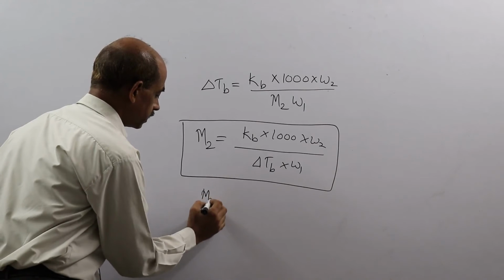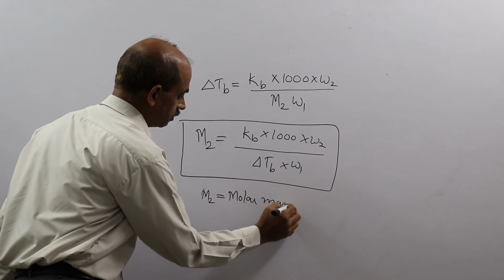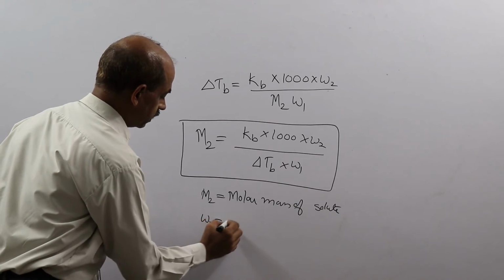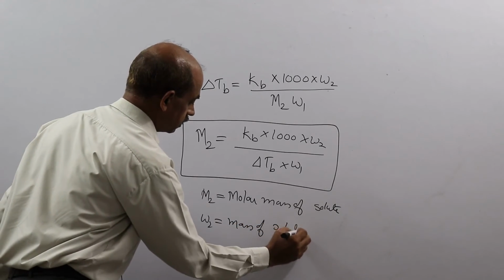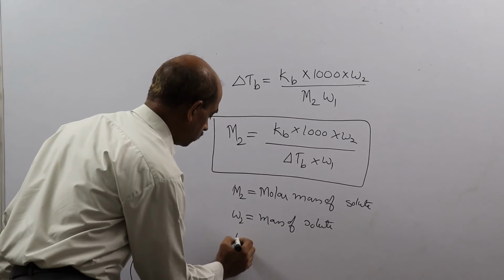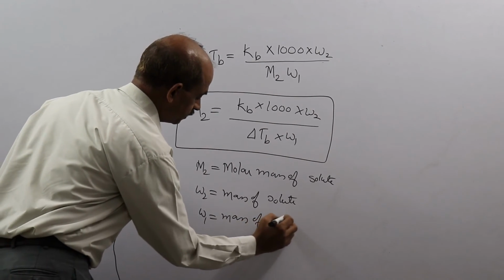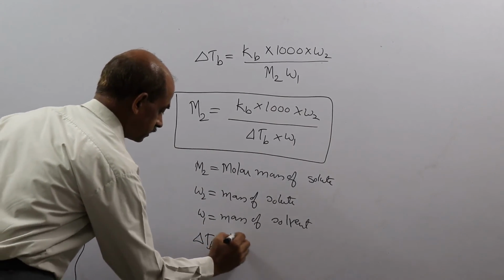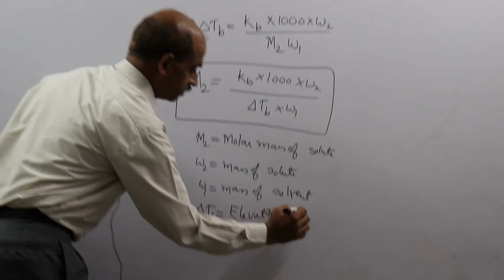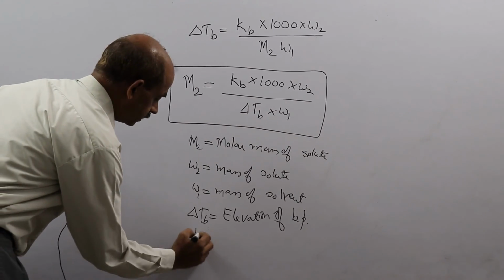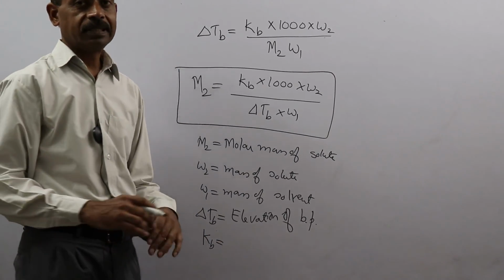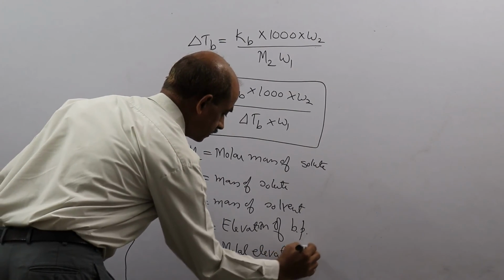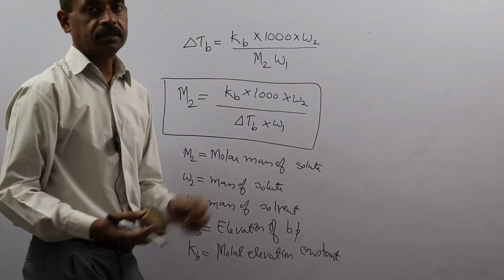And here we can write that M2 is the molar mass of the non-volatile solute, W2 is the mass of solute which is added to the solvent, W1 is the mass of solvent, delta TB is the elevation of boiling point, how much the boiling point increased, and KB is called the molar elevation constant. This is it.